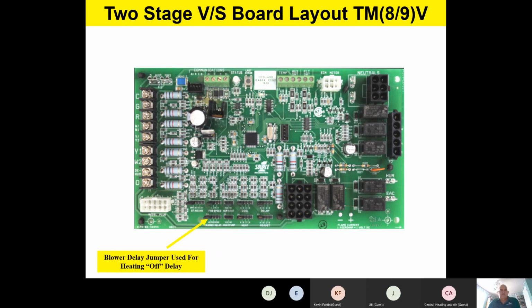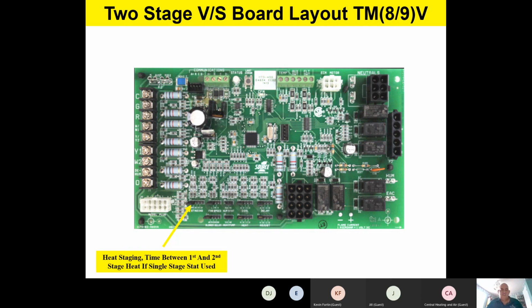Right below that, it says blower delay jumper is used for heating off delay. This is your heating off delay selection, so how long the fan's going to run when the call for heating goes away, when the thermostat's satisfied, is field selectable with that jumper right there. Now, it normally comes from the factory at about 120 seconds, but it is field selectable from 60 to 180 seconds. In other words, from 1 to 3 minutes, based on that jumper selection, is your heating off delay.